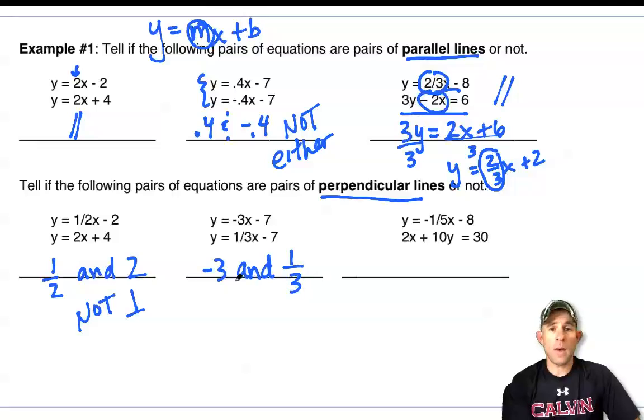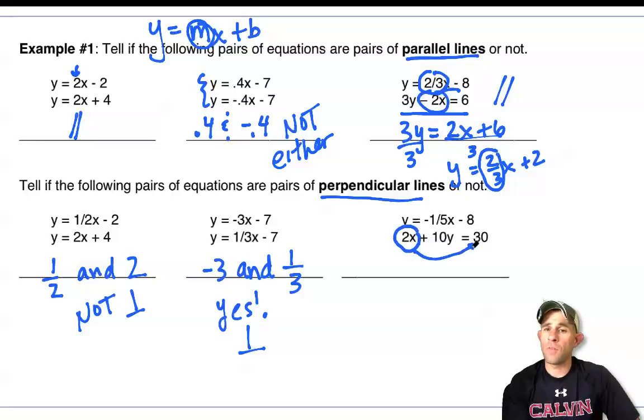Well, these are both opposite in value and reciprocals, so I say yes, these are perpendicular lines. All right, my next pair, y equals negative 1/5 x minus 8, and then again I have this 2x plus 10y equals 30. So I need to solve this second equation for y.